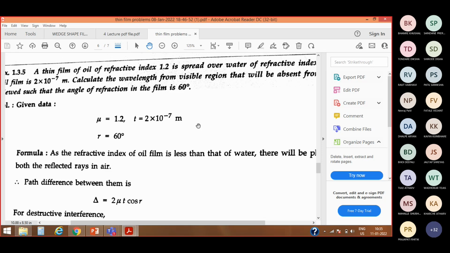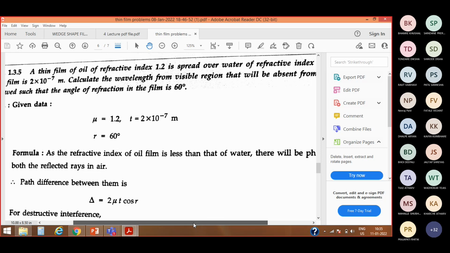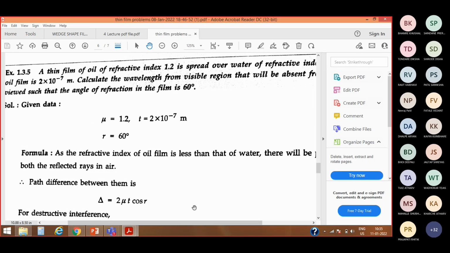Here visible spectrum is absent. It means dark. So you need to take the condition of dark fringe. Here you have to take n is equal to 1, 2, 3, 4. In this example, value of n, small n is 1, 2, 3, 4.